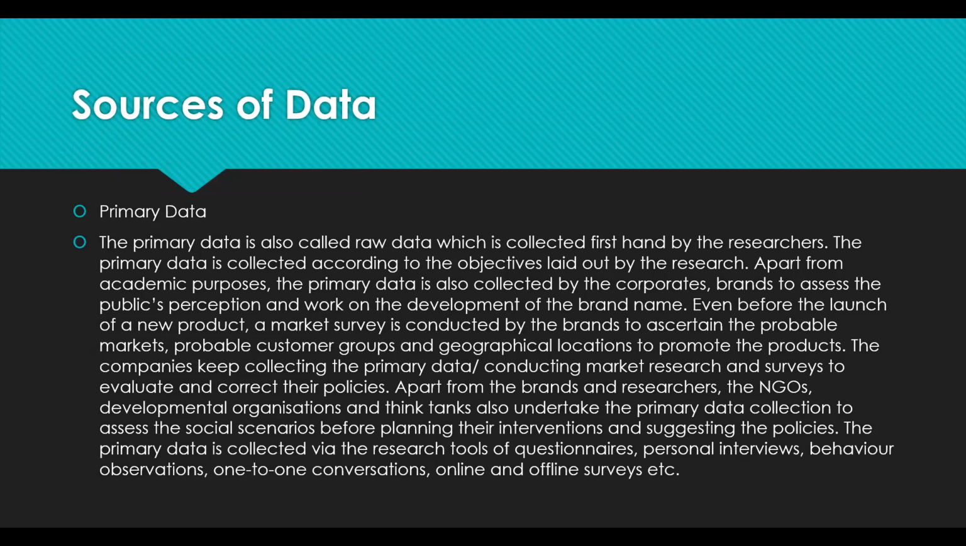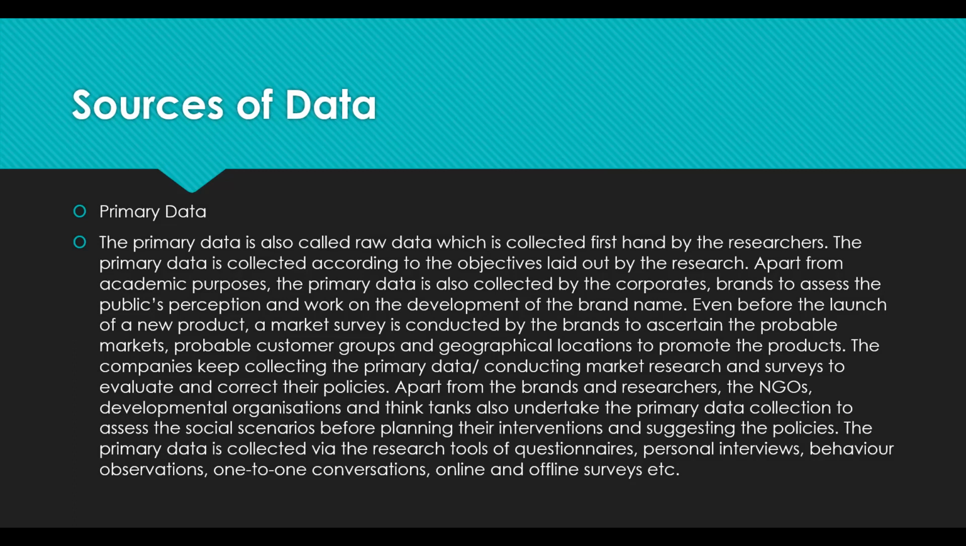The sources of data have two types of data, which are primary and secondary data. We will cover the primary data first. We'll look at the examples and move ahead. The primary data is also called raw data, which is collected first-hand by the researchers. The primary data is collected according to the objectives laid out by the research. Apart from academic purposes, the primary data is also collected by corporates and brands to assess the public's perception and work on the development of the brand name.